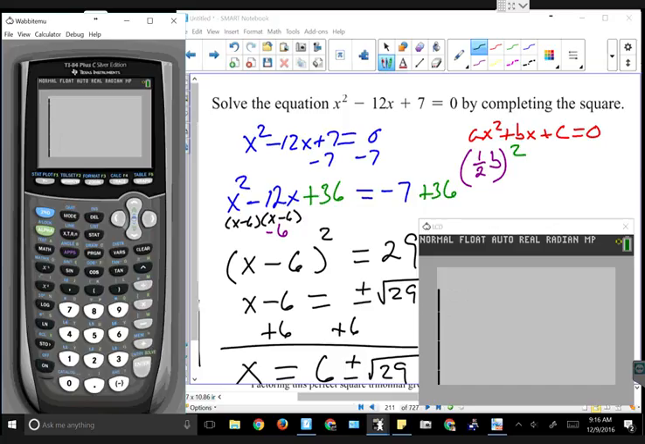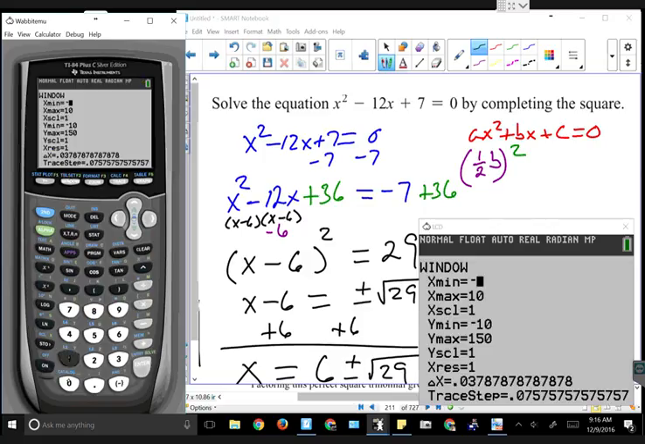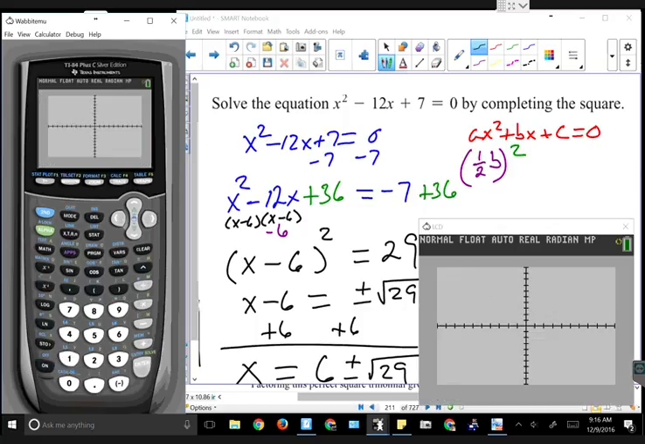Let me reset this. Window, negative 10. Okay, the graph comes back up again, and I see this here. Now, mind you, I'm only worried about where it actually hits. I've got one over here. I don't see the other one, do I?